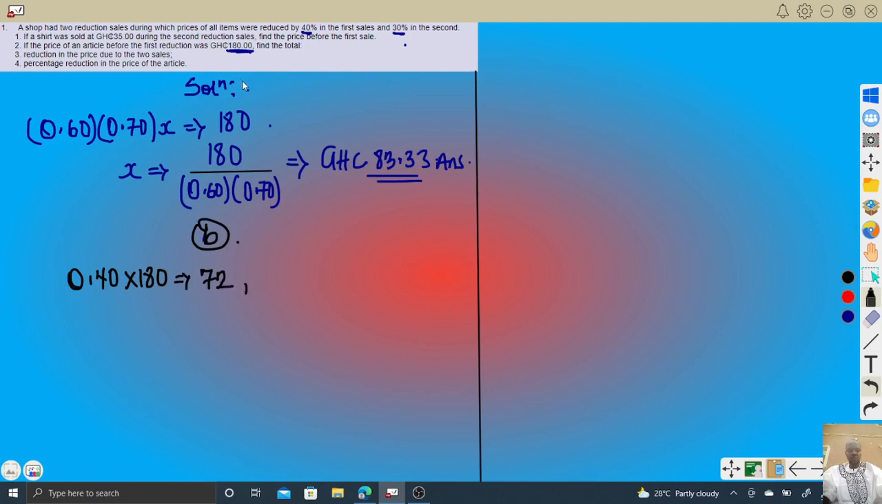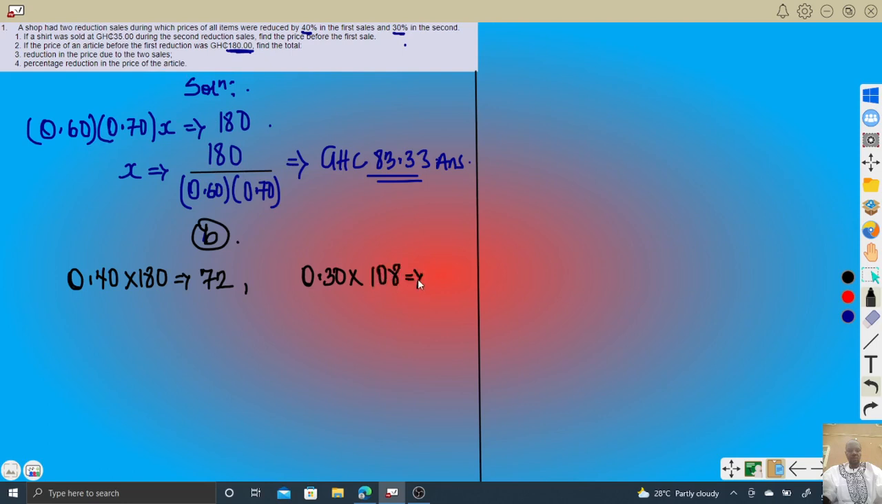Then the second one was now 30% in the second. 40% was the first, so 30% of the remainder. The total money was 180. I just want you guys to get it. The first one was 40% of 180. And the second one was 30% of the remainder. 72 has been removed. 180 minus 72, everybody knows, is 108.